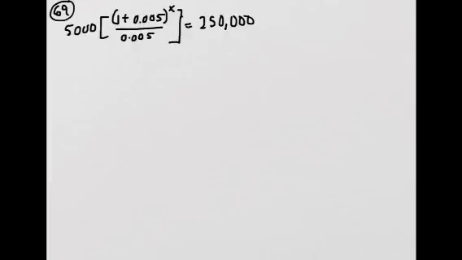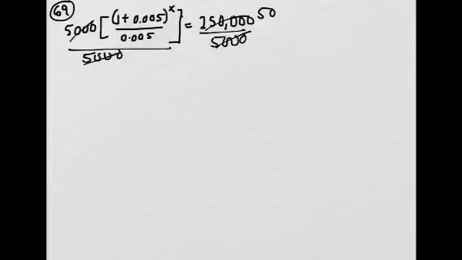Okay, so we are going to isolate this part right here that has the exponent, the x. To do that, first thing we're going to do is divide by 5,000. So this gives you 50. And so the next thing is I'm going to multiply by 0.005 both sides.